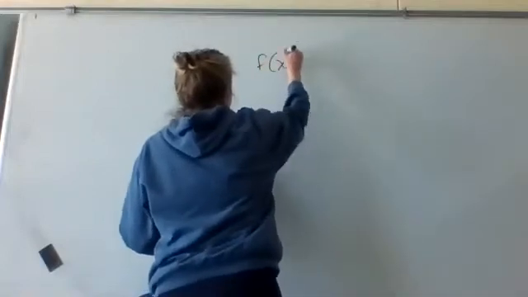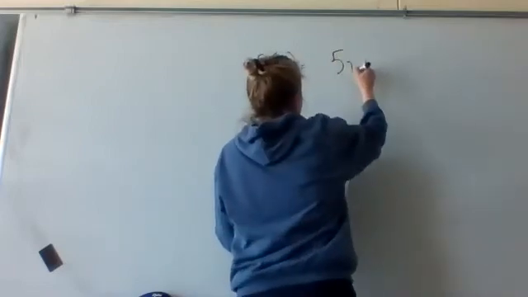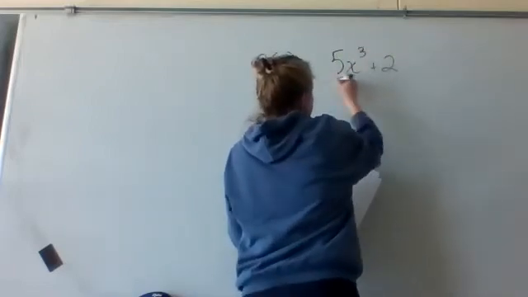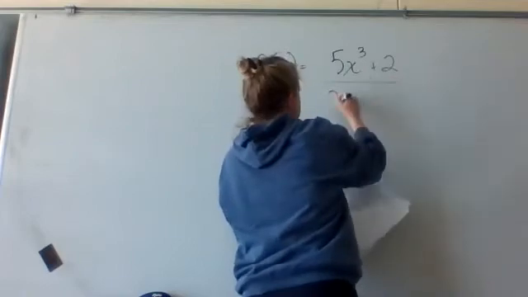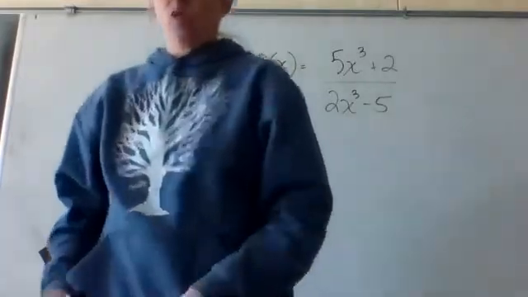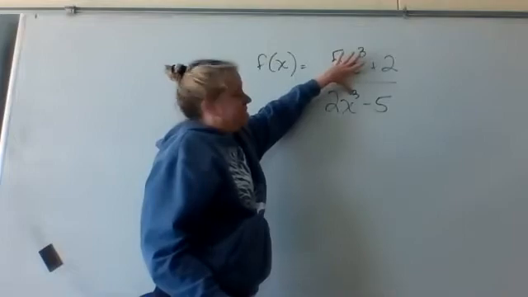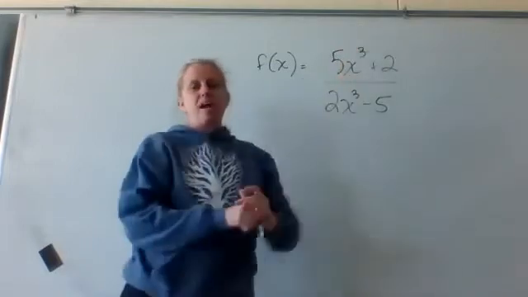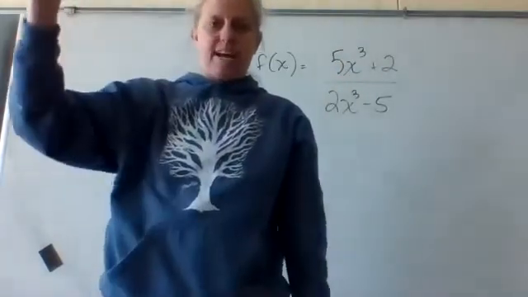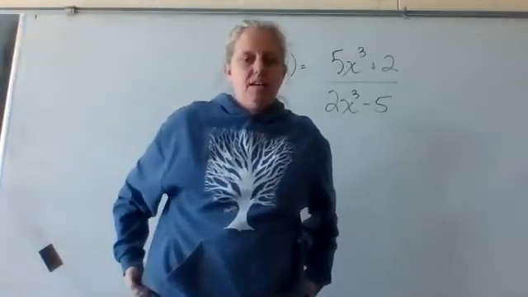So let's look at number 10. F of x equals 5x cubed plus 2 over 2x cubed minus 5. So referring to my horizontal asymptote chart, the degree of the numerator is equal to the degree of the denominator. They are both degree 3, right? Because the degree is just whatever the highest exponent is.